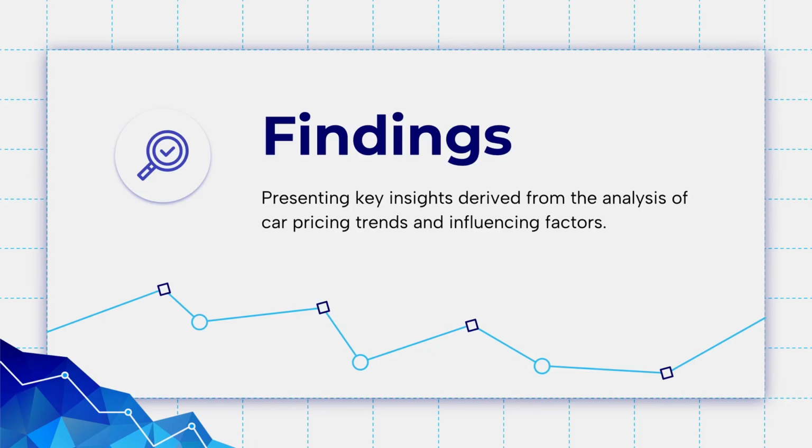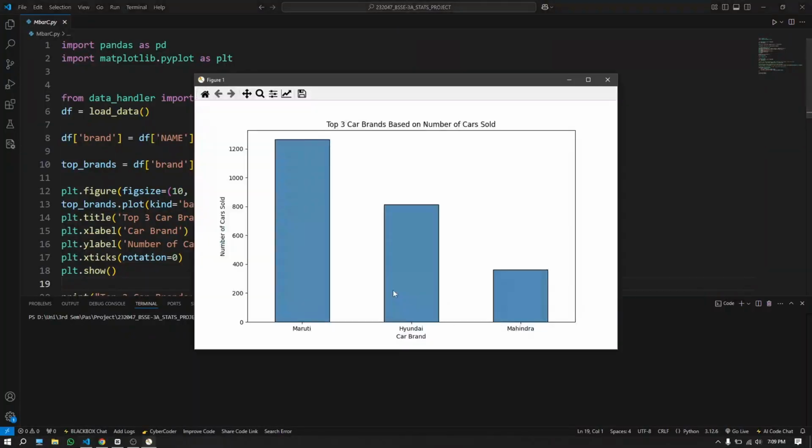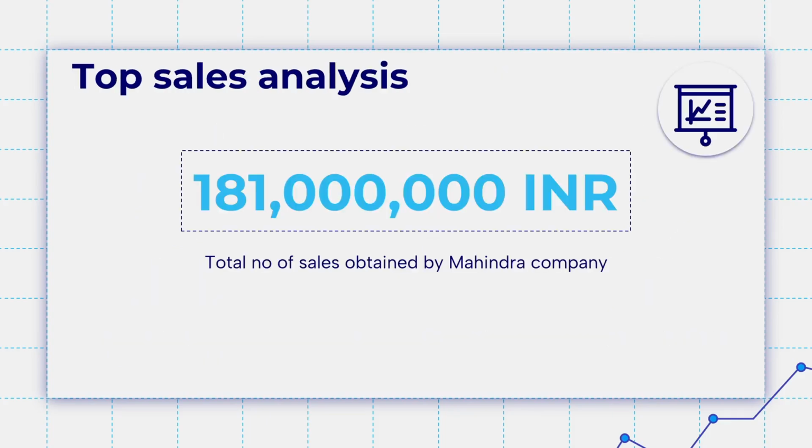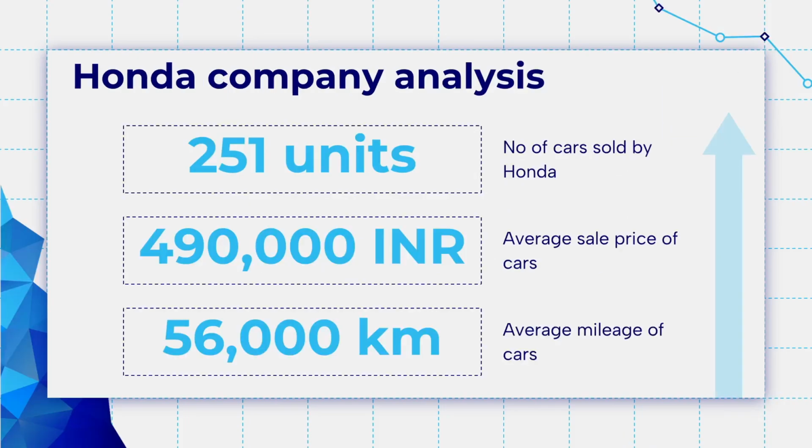Let's move on to the findings. One of the first insights was about brand performance. We found that Hyundai, Maruti, and Mahindra dominate the dataset, reflecting their popularity in the Indian market. Mahindra stood out in particular, achieving the highest total sales value, 181 million Indian rupees. Honda, on the other hand, had the highest number of cars sold, with 251 units.